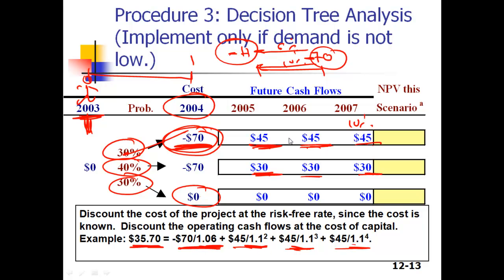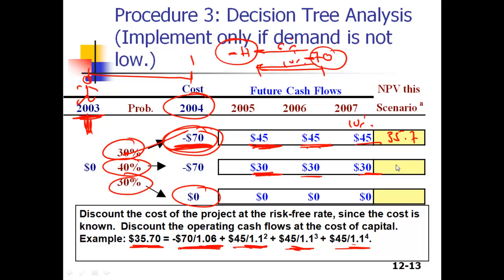Notice that these are positive cash flows, and given their riskiness, you are discounting them at a higher rate. Is the present value low or high? Given that you are discounting at a higher rate, that makes their present value low. So that again is conservative or prudent. So the NPV of this scenario is 35.7. This is NPV at time 0 or time 1? Time 0.